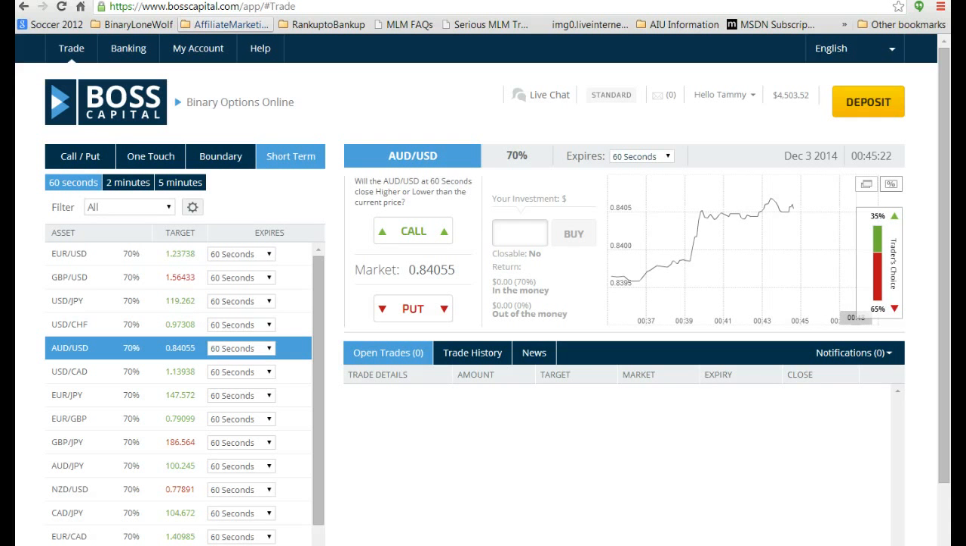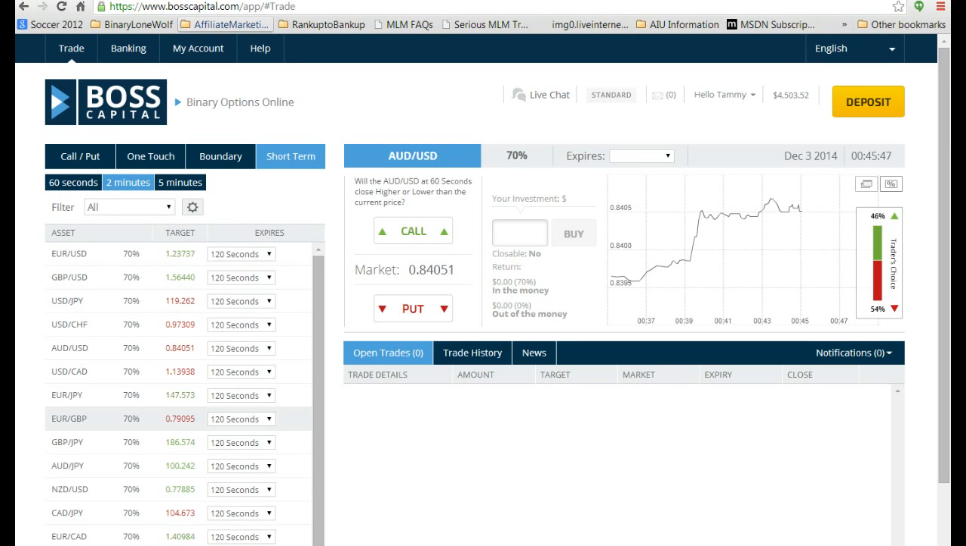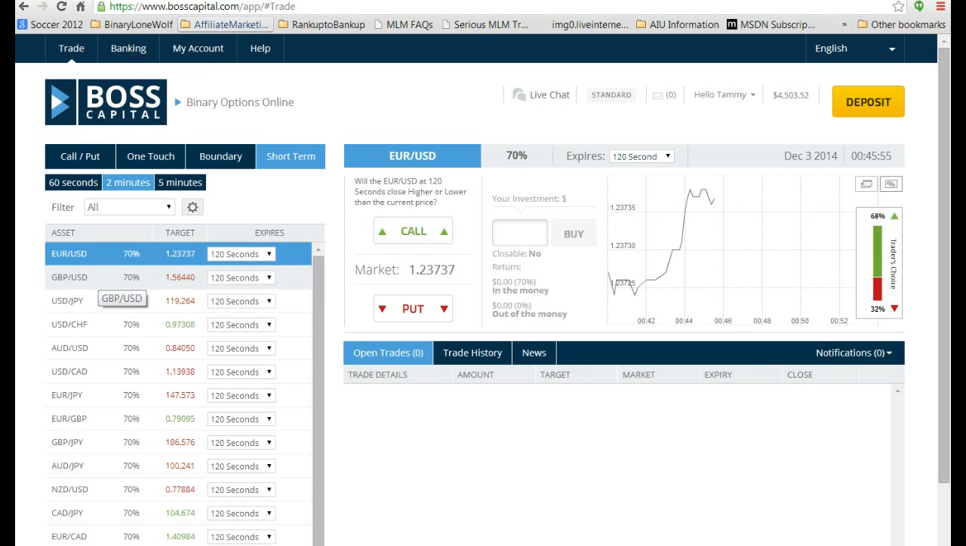Over here, this is Trader's Choice. This is what traders who are trading these currency pairs are predicting that the market will do. So 46% currently believe that the AUD USD will go up in the next 60 seconds, and 54% believe it will go down. Same thing for 2-minute trades. When you click on that, it's going to stay right here on the last asset or currency pair that you have selected. But if I click on the Euro USD, it will do the same thing. 68% believe it's going to go up, 32% believe it's going to go down.